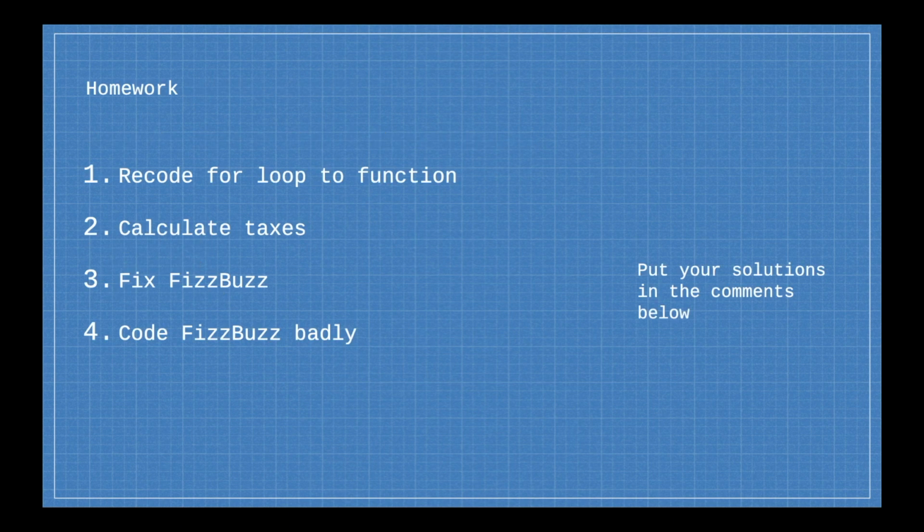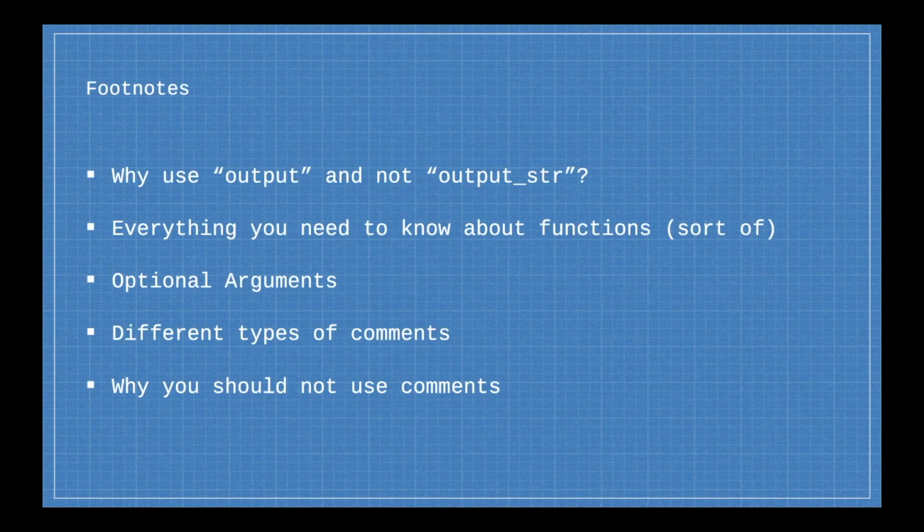So to help you along with this, here's just a brief rundown of the homework. Again, recode the for loop, calculate the taxes, fix FizzBuzz, and utterly break FizzBuzz to your heart's desire. And on top of that, we're going to have some footnotes. They're going to be nice and simple.